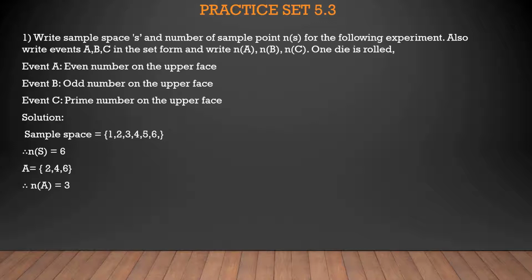Event B should have odd number on the upper face. So from the sample space, the odd numbers are B is equal to 1, 3, 5. So we have N of B is equal to 3.